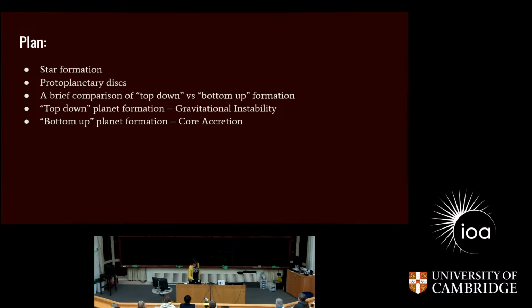But before we do that, we're going to have to lay some groundwork. So star formation is inextricably linked with planet formation. So we're going to have to do a little bit on that first. And then we're going to talk about the environments in which stars are born. Protoplanetary disks is what that's called. We'll get to that. And then we're going to do a brief overview of these two different formation pathways and talk about them in more detail once we've got some notion of what's going on.